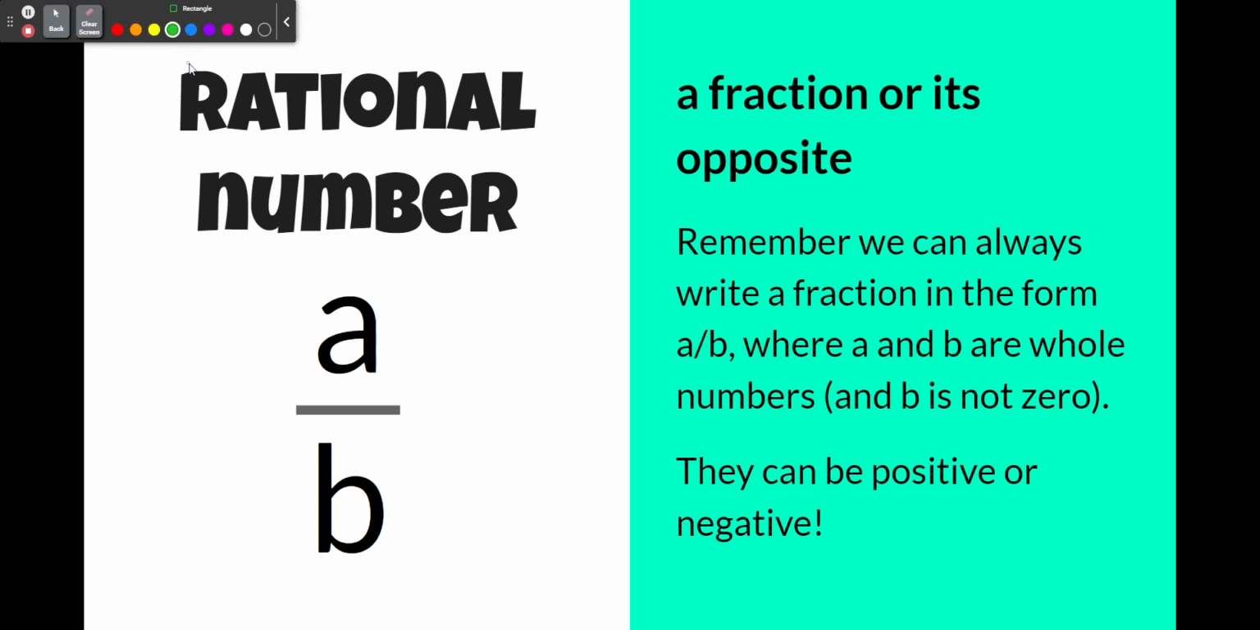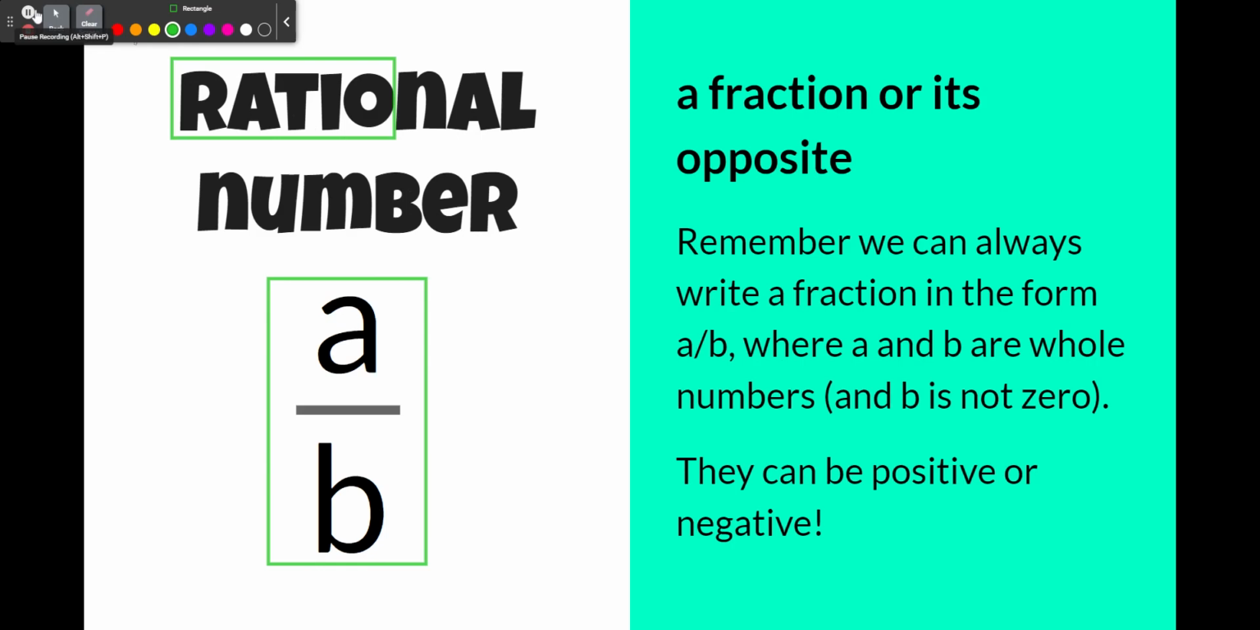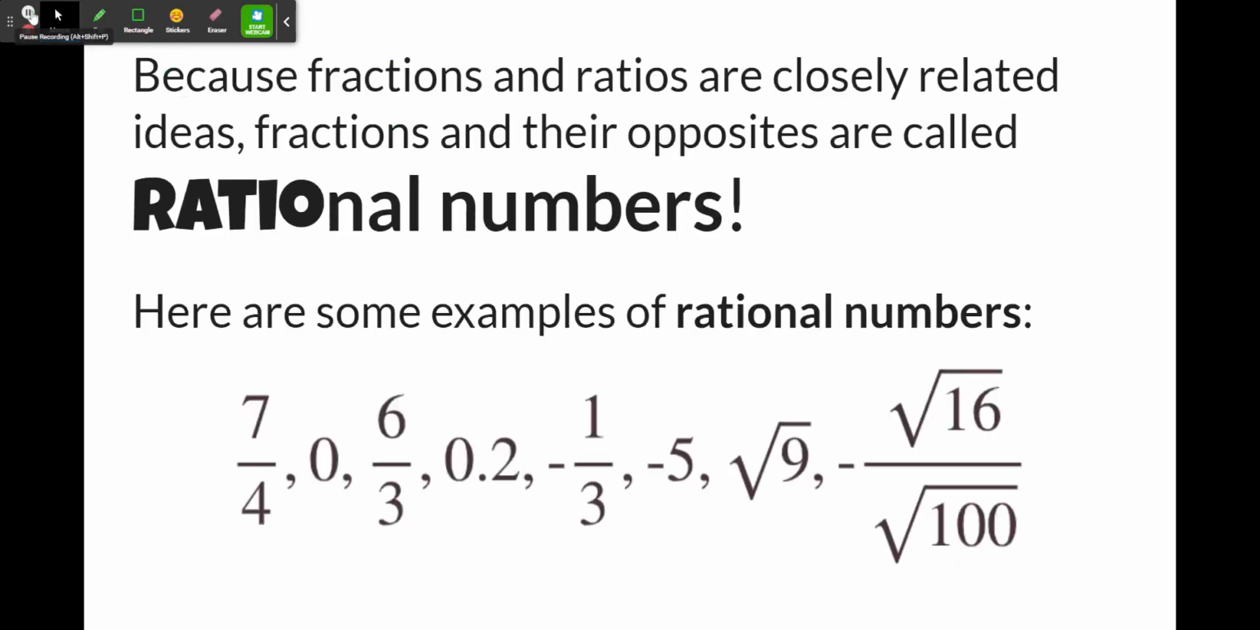One of the main things I want you to notice here is that in the word rational, you have that word ratio. Fractions are a ratio, so that makes perfect sense. A rational number can always be made into a ratio. That is how we know what rational numbers are. Because fractions and ratios are closely related ideas, fractions and their opposites are called rational numbers.